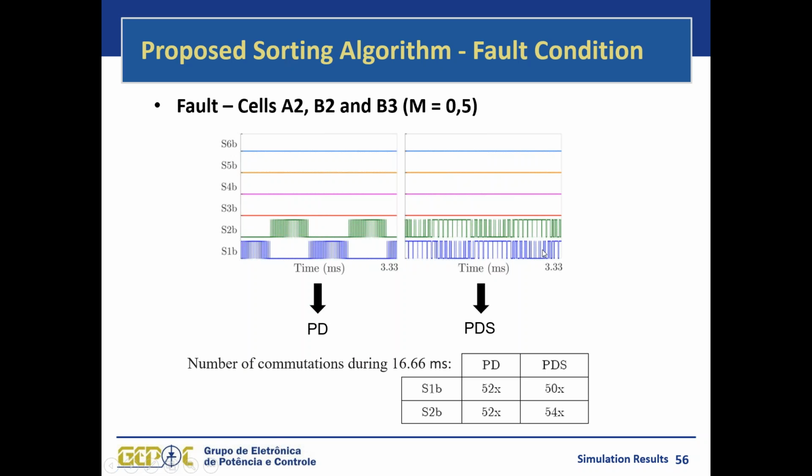However, when we use our proposed strategy, we can see that we are able to evenly distribute the pulses among the remaining cells, the remaining operating switches, although we have a higher number of commutations when compared to the operation without faults. This happens because these switches try to compensate for the absence of the PWM signals of the other switches. So this is why they switch at higher frequency when compared to the normal operation condition. But we can see the even distribution of the pulses.